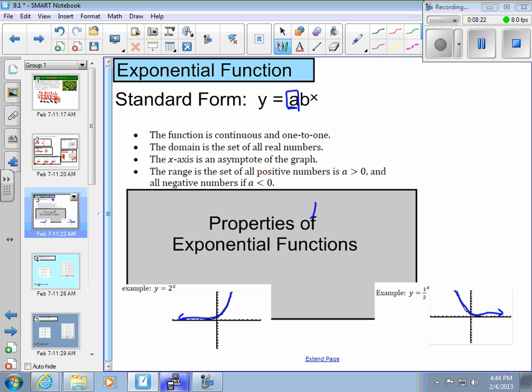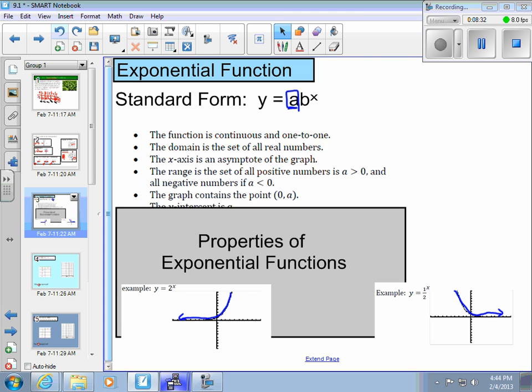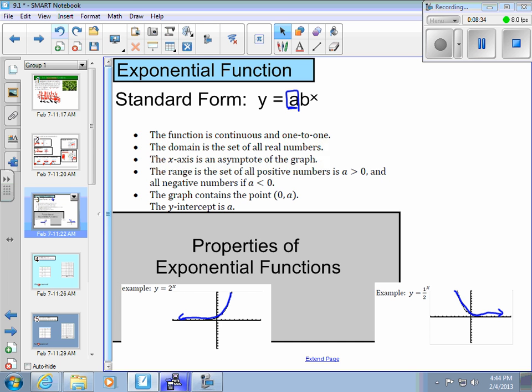Some other things to note. The graph always contains the point (0, a), or another way of saying that is your y-intercept is always whatever your a is. So this initial value is always going to be your y-intercept.